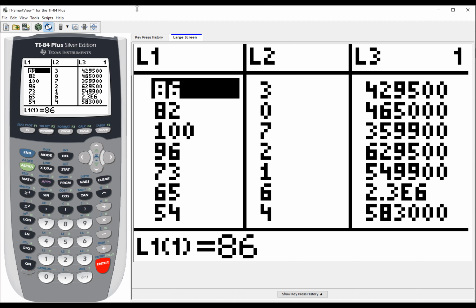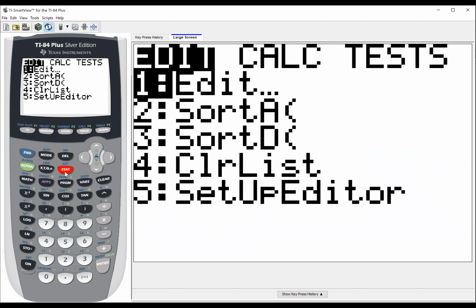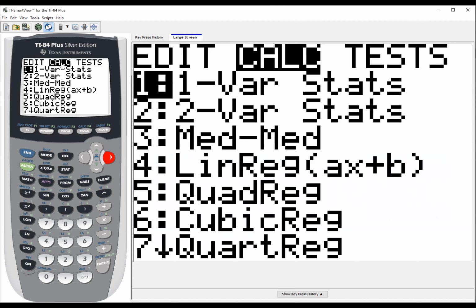So don't worry about doing that. What we're going to do is press stat. So press the stat button. And then you're going to arrow over to the right. You see we have our arrow buttons. We're going to take the arrow to the right and highlight calc. And you'll see option 1 is one variable stats. So we're going to choose option 1.